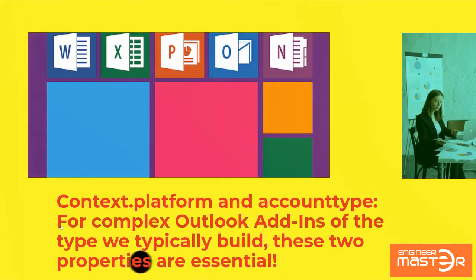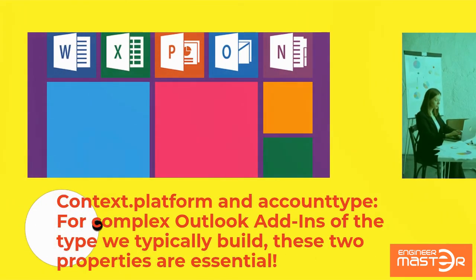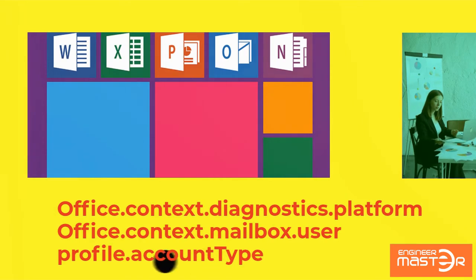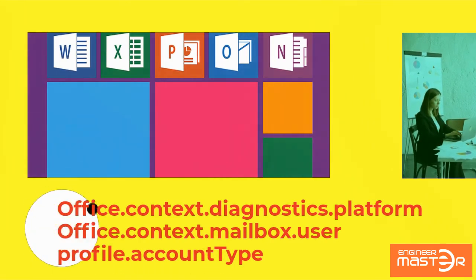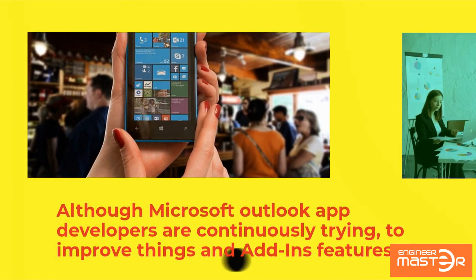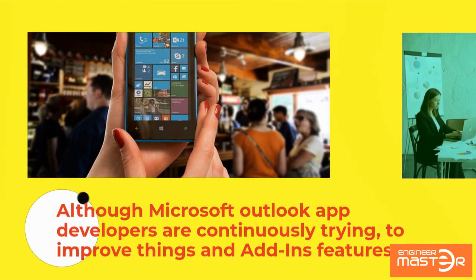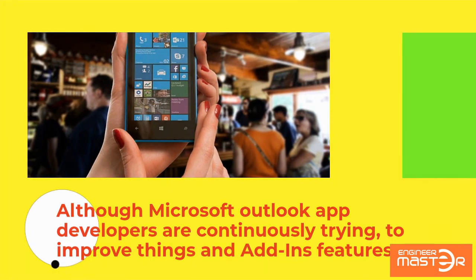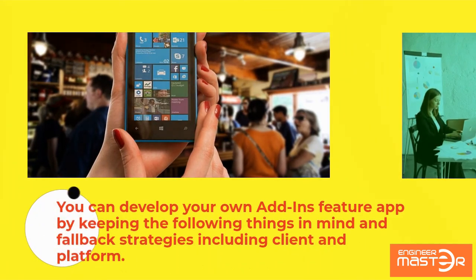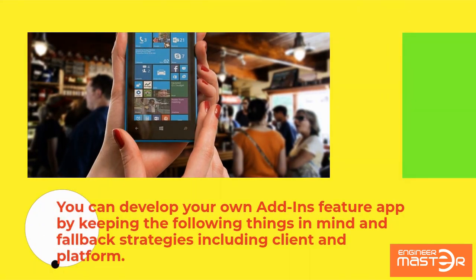Context.platform and account type. For complex Outlook add-ins of the type we typically build, these two properties are essential. Office.context.diagnostics.platform. Office.context.mailbox.userProfile.accountType. Although Microsoft Outlook app developers are continuously trying to improve things in add-in features, you can develop your own add-in feature app by keeping the following things in mind and fallback strategies, including client and platform.